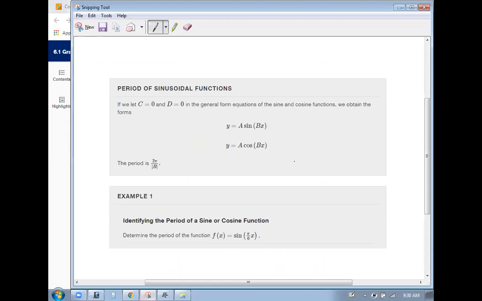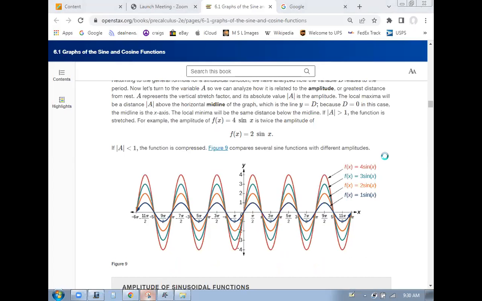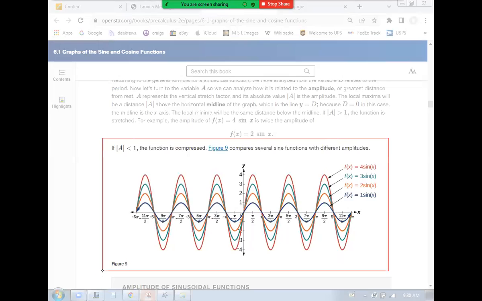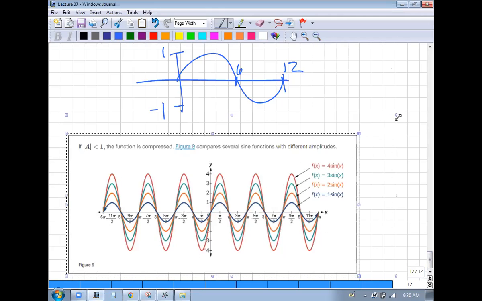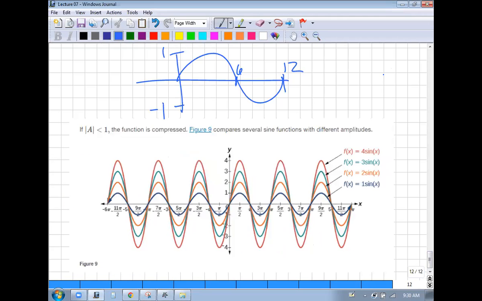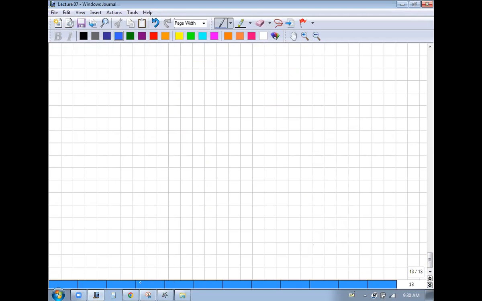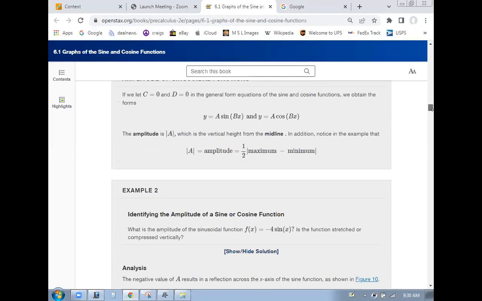So here you can see they're just multiplying the output by 1, 2, 3, or 4. All right, that's all it's doing, it's increasing the amplitude. Okay, and they'll say the amplitude is half the distance from the maximum to the minimum. Well, yeah, here's the max, here's the min. Half the distance is the amplitude.